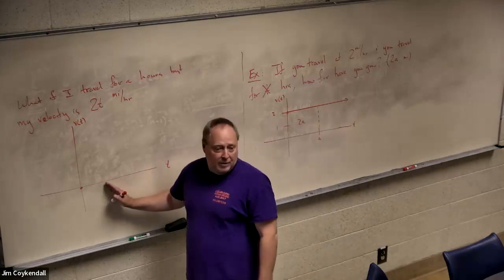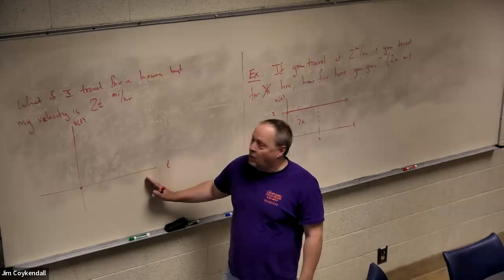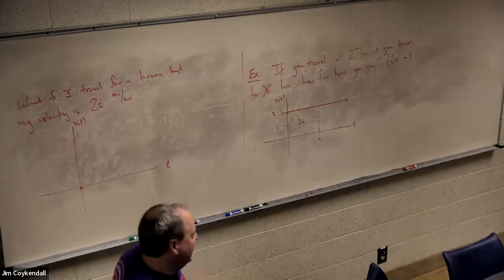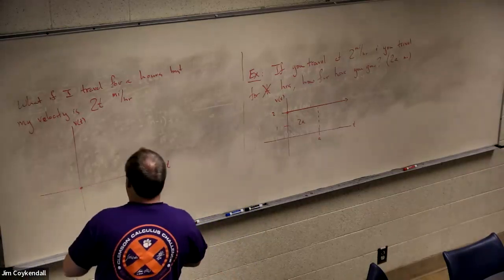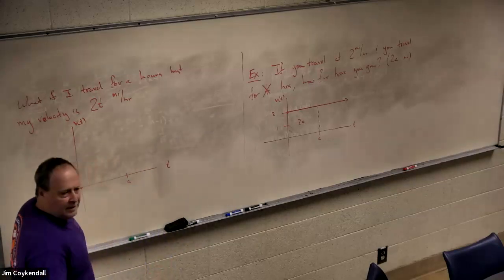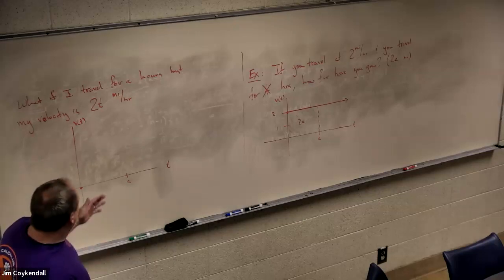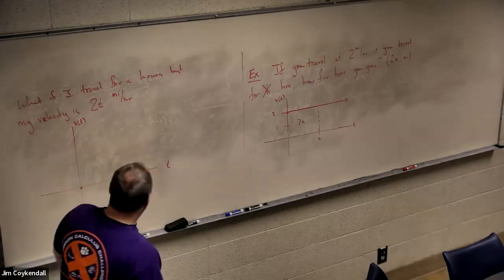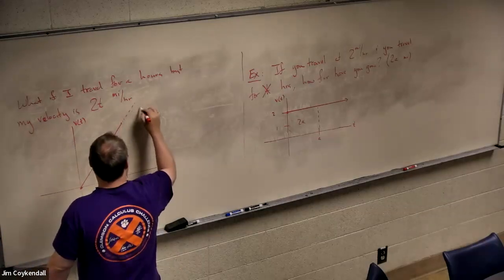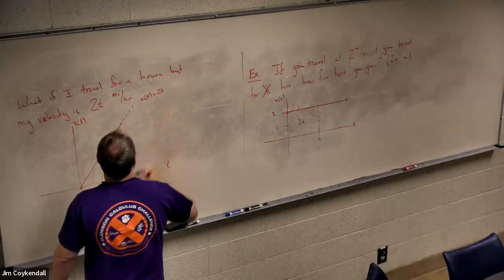So after 1 hour, I'm going 2 miles an hour. After 2 hours, I'm going 4 miles an hour. After 6 hours, I'm going 12 miles an hour, right? How far do I travel? What does my velocity function look like now? Right, it's a straight line, it's got a slope, right? And this is v of t equals 2t.